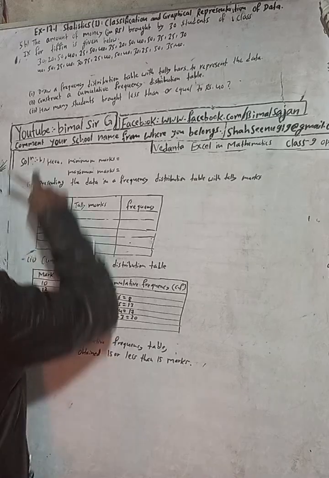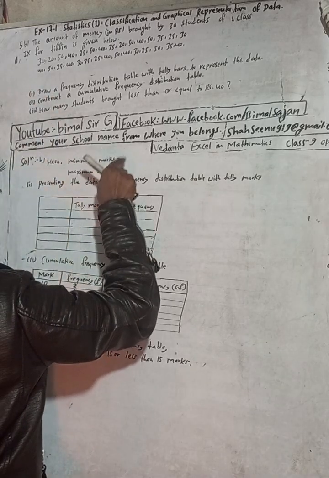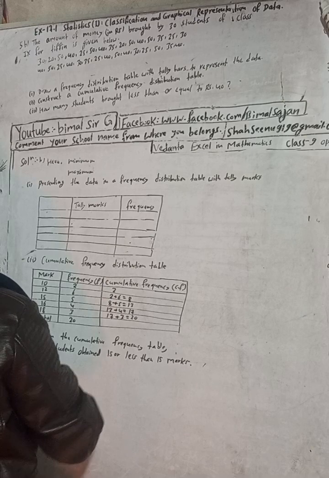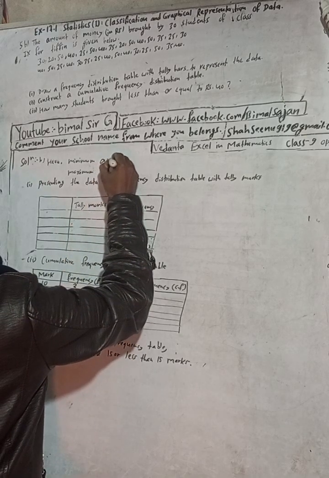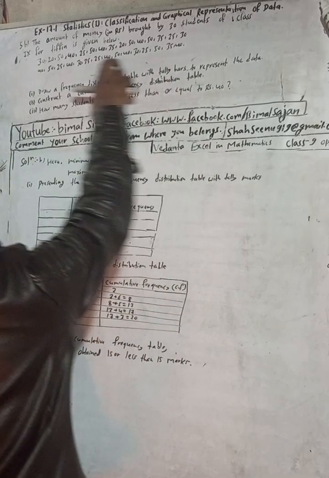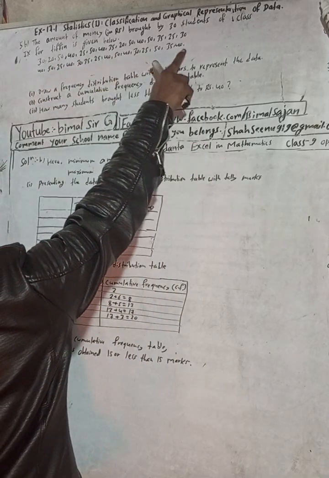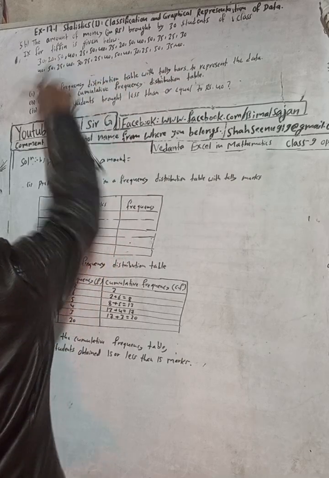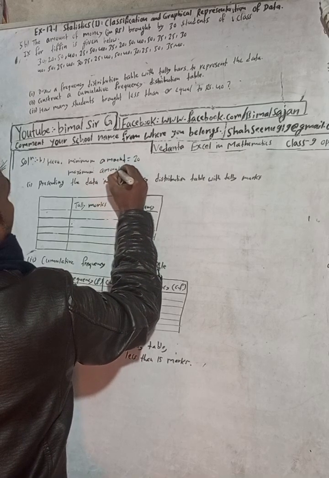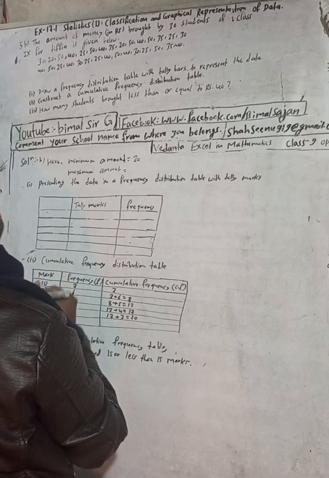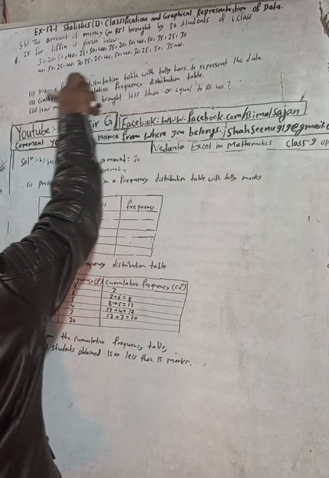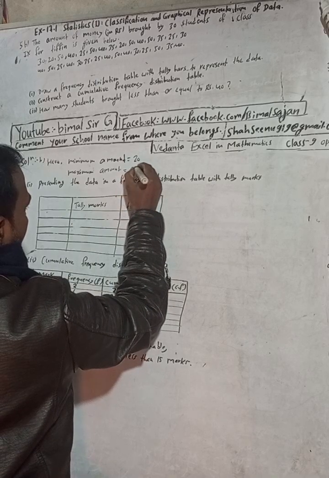This is our 5B. Then we can see here the minimum amount of money. So what is the minimum amount here? 20 rupees is the minimum here. So 20 is the minimum, and the maximum amount means the highest. What is the highest here? It is 50.